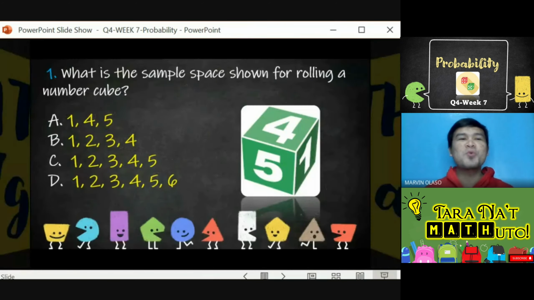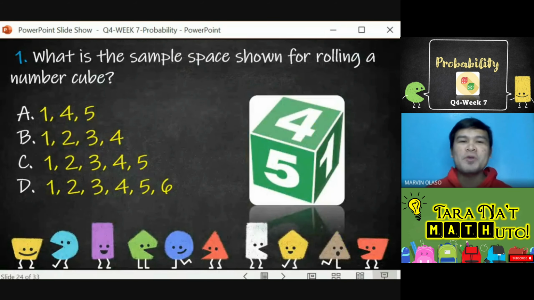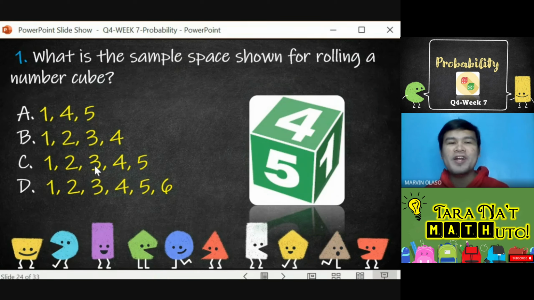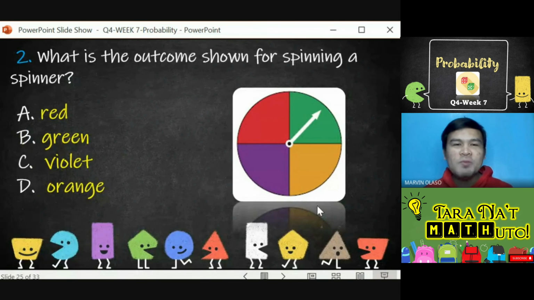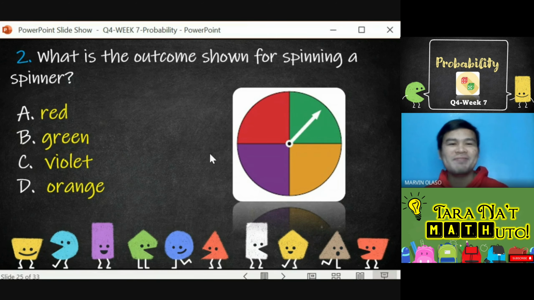Alright, number 1. What is the sample space shown for rolling a number cube? Is it A, 1, 4, 5; B, 1, 2, 3, 4; C, 1, 2, 3, 4, 5; D, 1, 2, 3, 4, 5, and 6? Number 2. What is the outcome shown for spinning a spinner? Is it A, red; B, green; C, violet; D, orange?